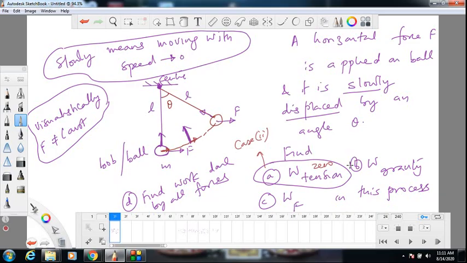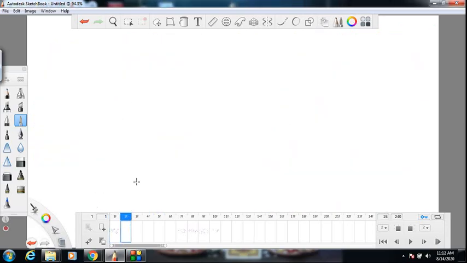Gravity is a constant force. So if you can find a displacement in the direction of force, you can get work done by gravity very easily: force into displacement in the direction of force. So let's look at that. You have the ball here. After some time it went there. Gravity is always acting down, mg. It is always acting down only on the ball.